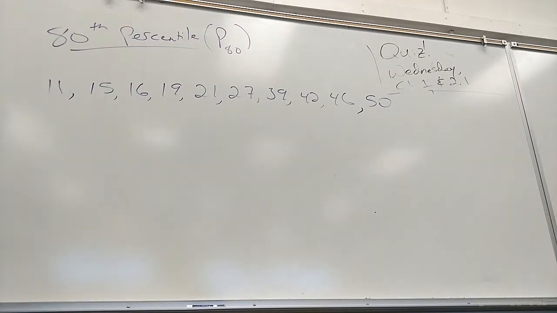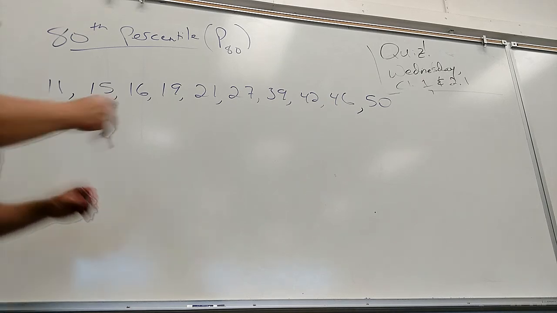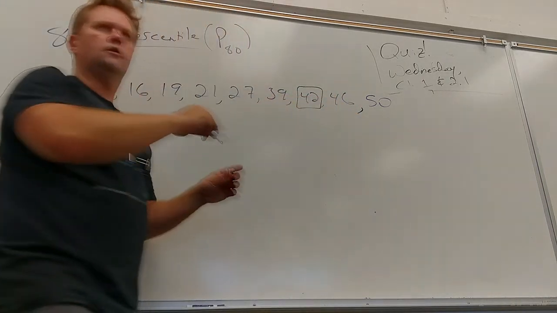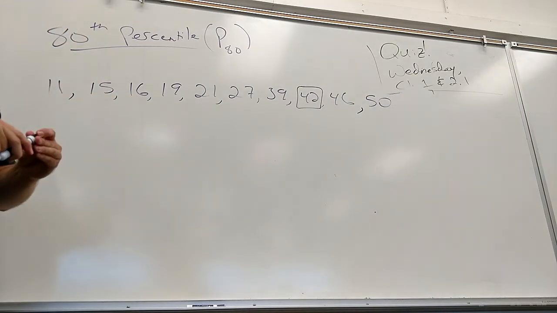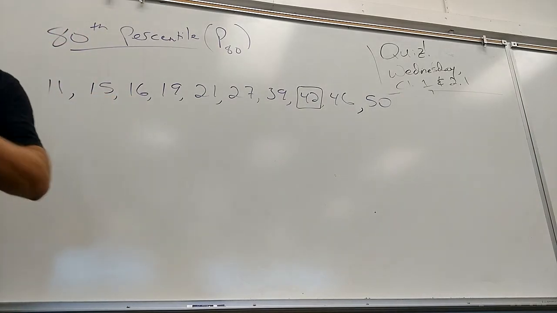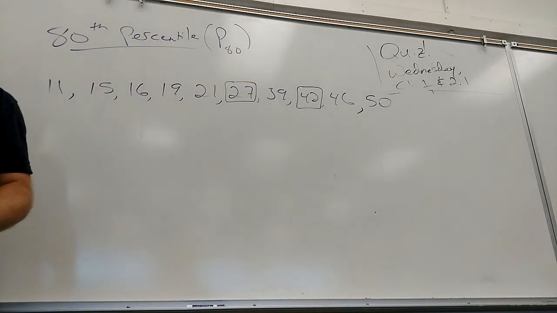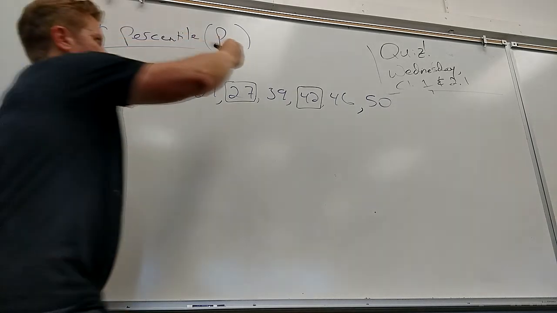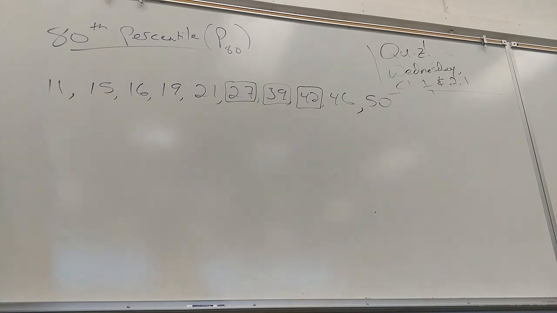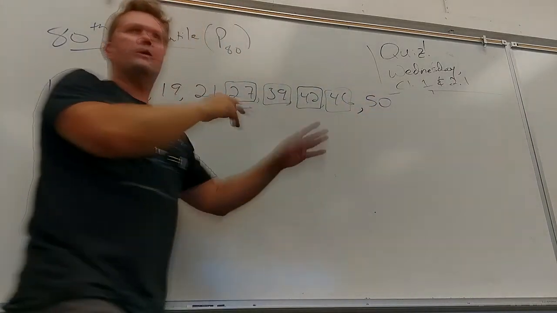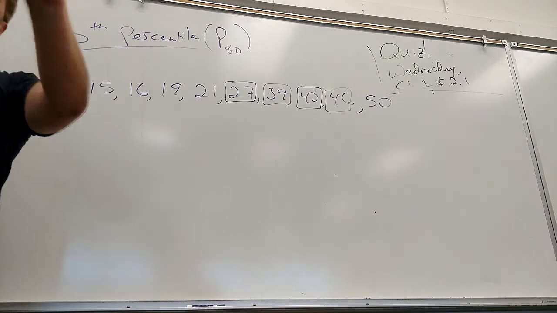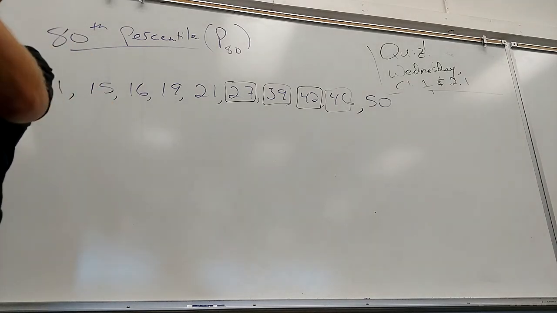Maybe not 3. What would be your guess for what quiz grade is the 80th percentile? 42. All right, so I've got a guess of 42. 27. All right, so I've got a guess of 27. 39. I've got a guess of 39. 46. I've got a guess of 46. Sure. But real quick, to be really evil, nobody's right. But let me show you why you're not quite right.